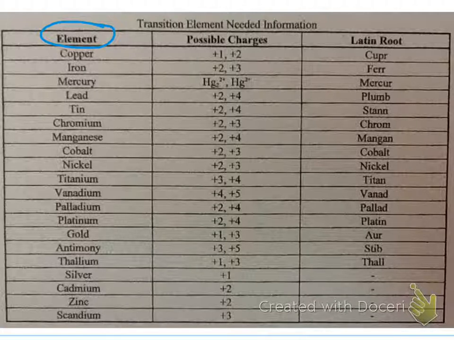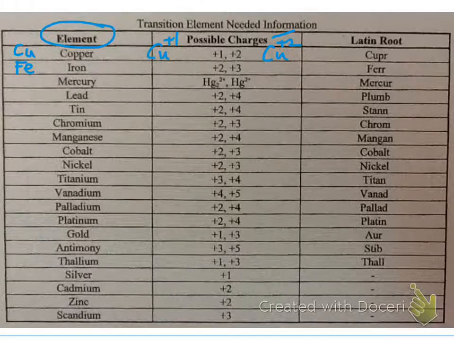You certainly could go and write symbols on it, so that maybe would be a little easier for you, but I've given you the name. This middle column is telling you, because many of these transition metals have more than one possible charge, the possible charges. So this is saying that there's a copper ion that exists with a +1 charge, and a copper ion that exists with a +2 charge.